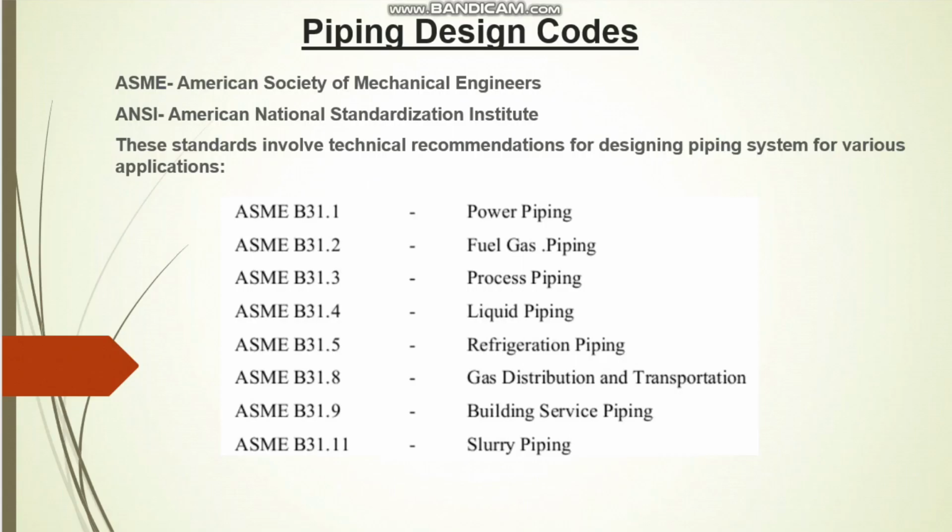For piping design, we have two important codes: ASME, American Society of Mechanical Engineers, and ANSI, American National Standards Institute. These standards involve technical recommendations for designing piping systems for various applications. Like you see here, ASME B31.1 is for power piping, B31.2 for fuel gas piping, and B31.3 for process piping.